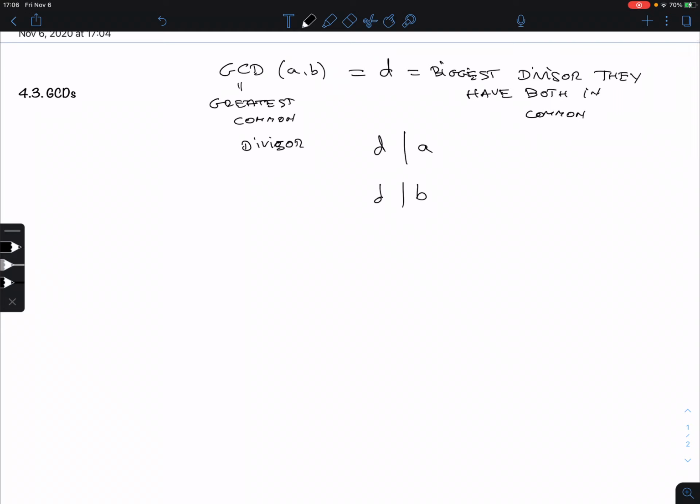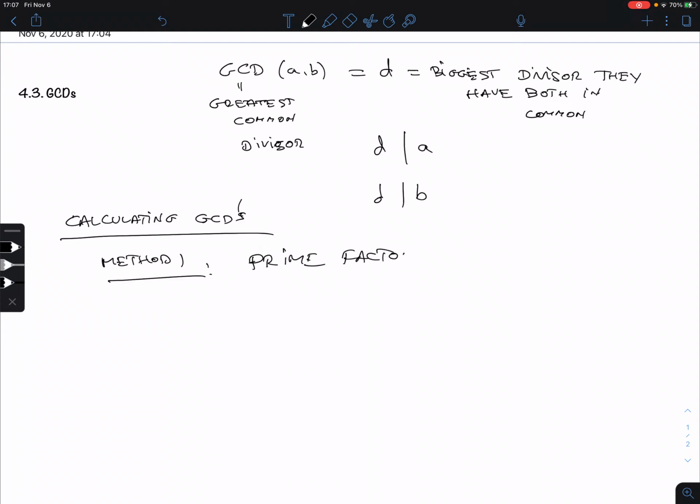How do you calculate this? Let me quickly show you how to calculate. We will do several techniques. So the first technique, method one, is using prime factorization, for calculating GCDs. We know now that every number can be factored.